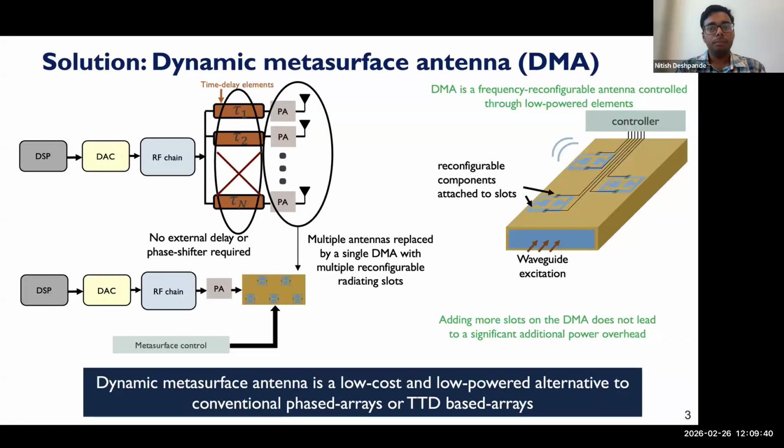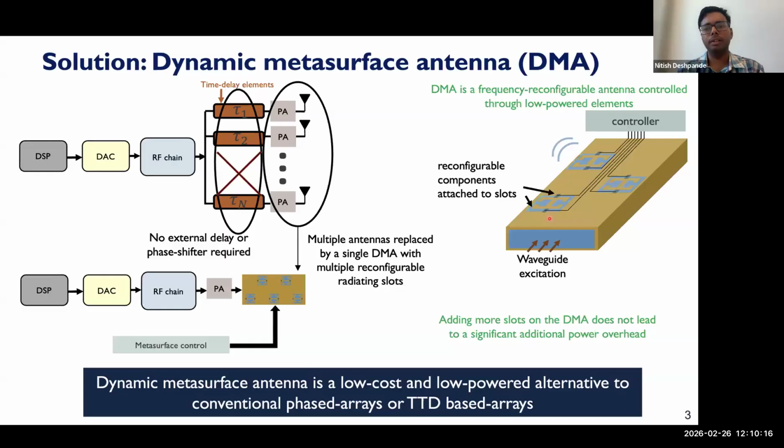In our research, we proposed a solution of dynamic metasurface antenna, which is a new kind of frequency reconfigurable antenna that is controlled through low power elements like varactor diodes or PIN diodes. So in a DMA, we have a waveguide where we pass the incident signal from one end and it propagates through these radiating slots. Similar to a leaky waveguide antenna, this signal propagates along the waveguide and these slots can be configured through some low power elements.